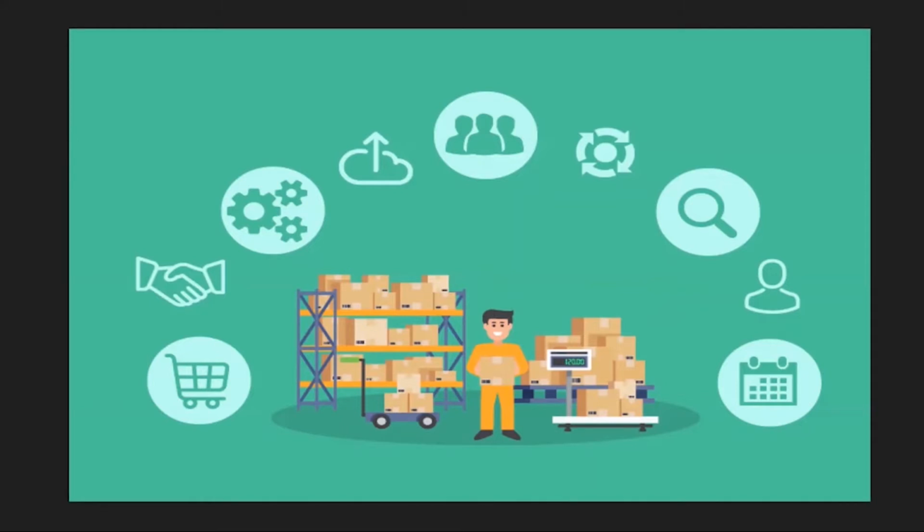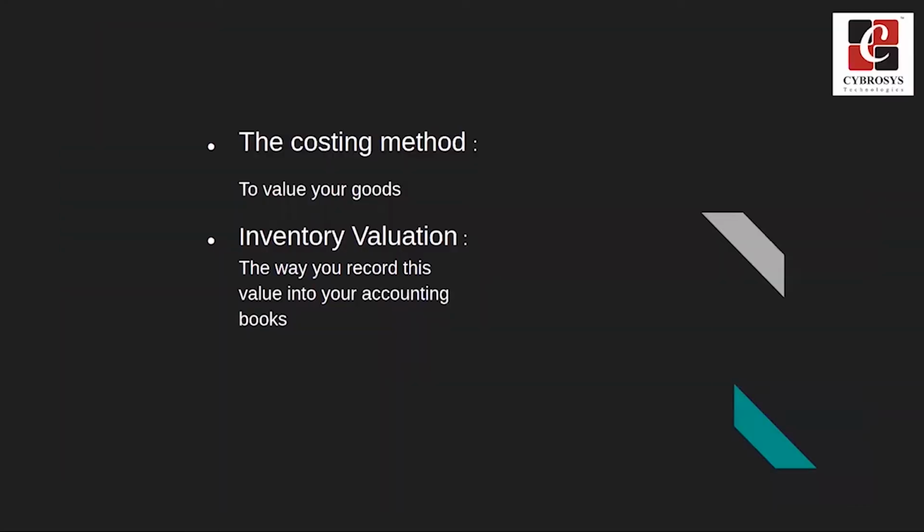The way it is impacted depends on the configuration of your product. You can set the costing method and inventory valuation method for your product category. The costing method is used to value your goods, and the inventory valuation is the way you record this value into your accounting books, which can be automatic or manual. We'll be discussing this later in this video.